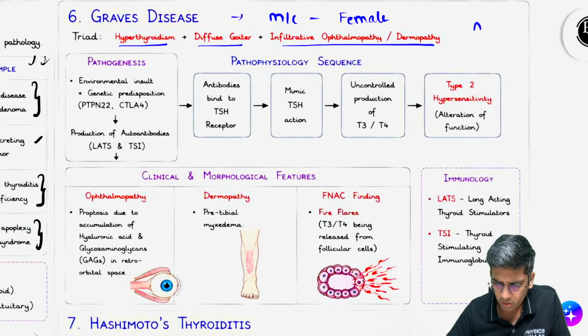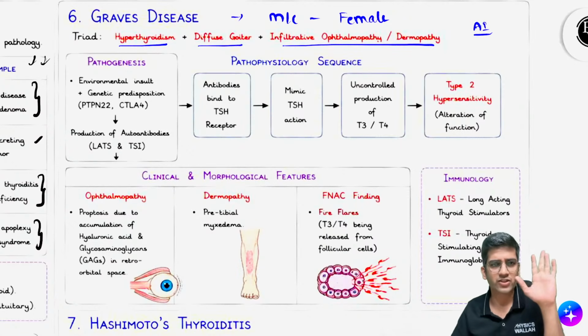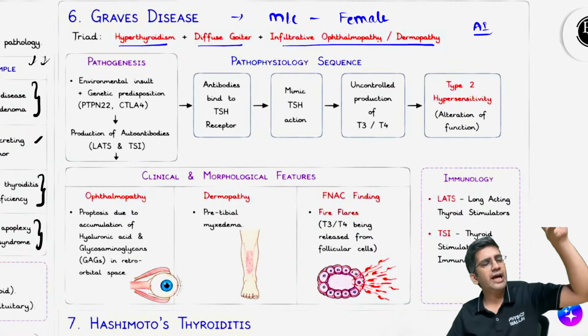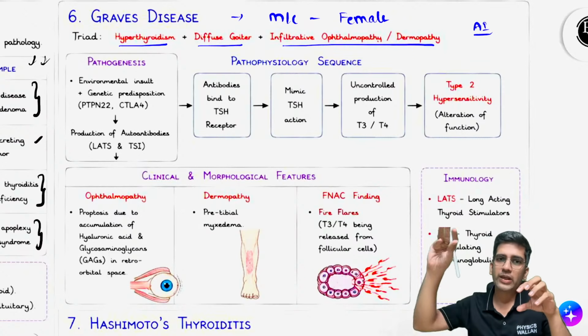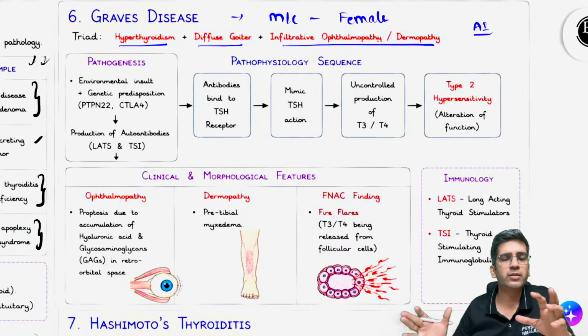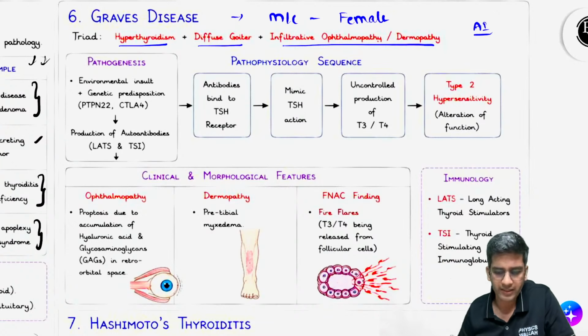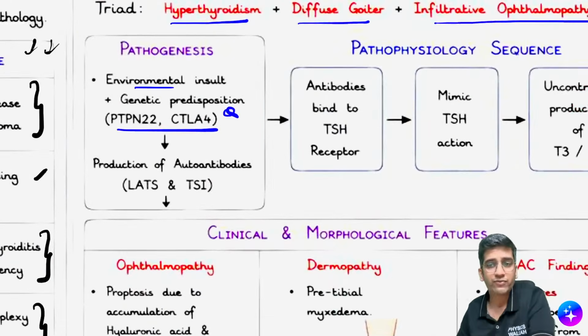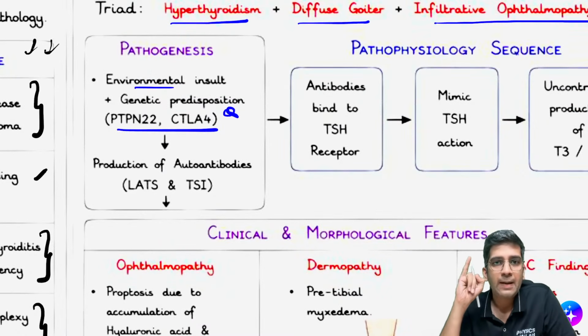Graves is nothing but an autoimmune destruction of the thyroid gland. That's all. Fine. So for every autoimmune disorder, we have a template. We have an environmental insult, we have a genetic insult, then whatever the problem is in the lymphocyte is going to happen here, right? So here also we have environmental insult, we have genetic predisposition. These two genes are a must to know. You have to remember this. I'll tell you why. PTPN22, CTLA4.